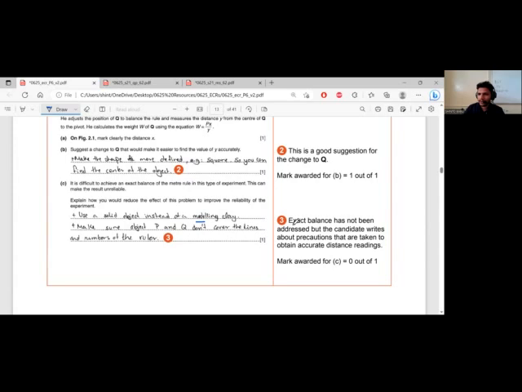Now, the point that you should address here is that since we are trying to balance two masses, exact balance has not been addressed. But the candidate tries about precaution rather than these methods to improve the reliability. So for which the mark is not awarded.